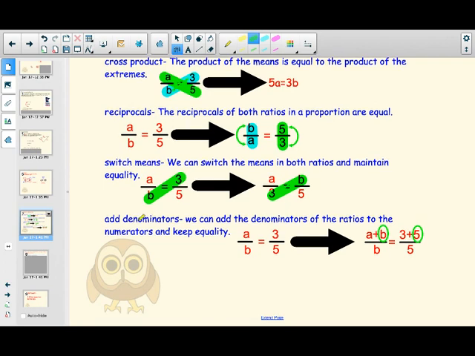And then our last piece here is that you can add the denominator of the ratio to the numerator and keep equality. Notice the denominator of our first one, we add it to the numerator. The denominator of our second ratio, we add to the numerator. This is still an equal statement. So those are our three properties of proportions. And we're going to go over a couple examples here and then we'll be done for today.